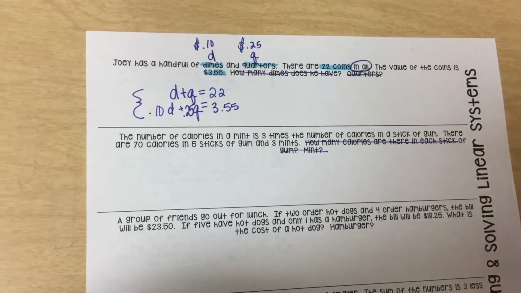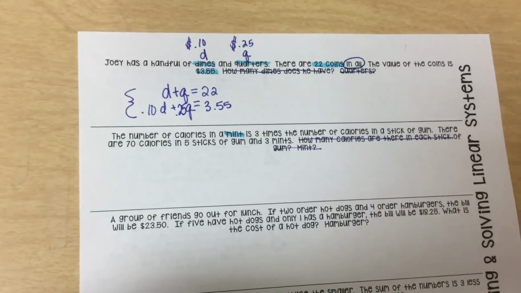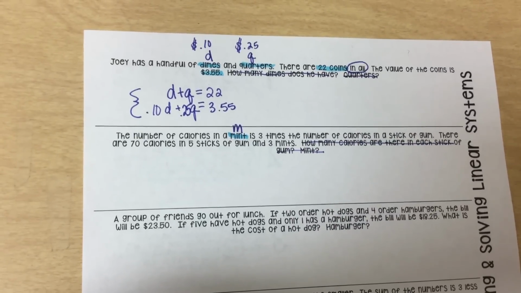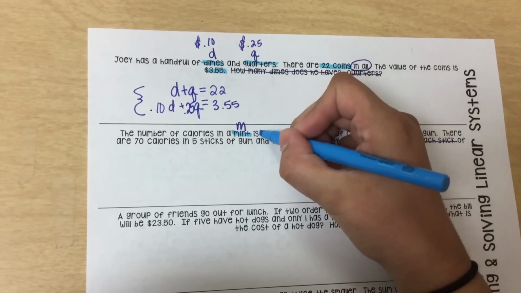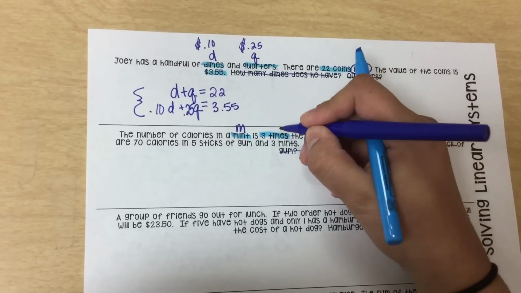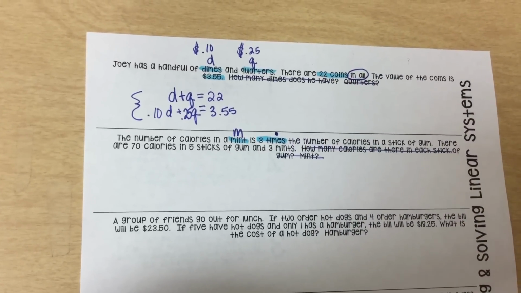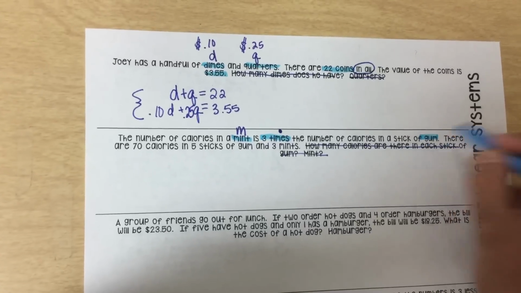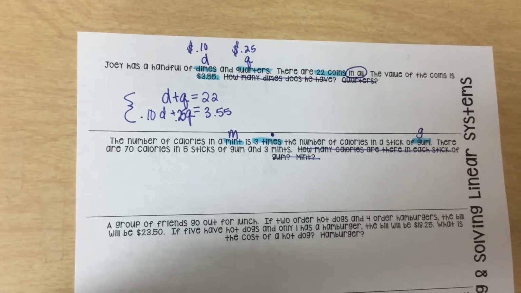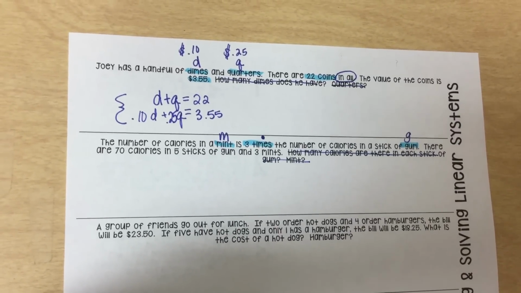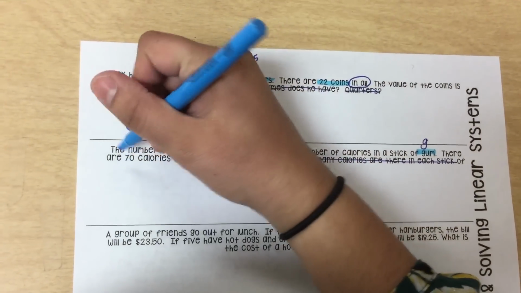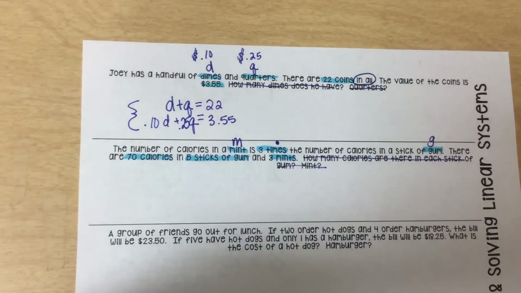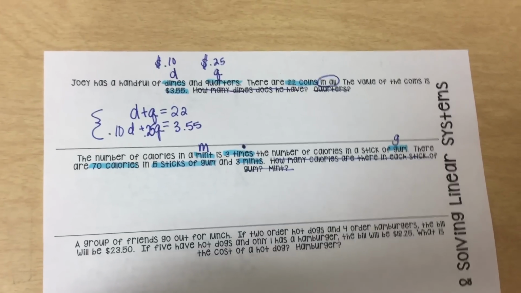The number of calories in a mint: we have mint, and I'm going to assign the variable M for mint, is 3 times. Okay, times right there tells you that this is multiplication, and we're in high school, so we're going to use a dot. 3 times the number of calories in a stick of gum. I'm going to assign the variable G for gum. There are 70 calories in 5 sticks of gum and 3 mints. Okay, so we highlighted and circled everything that's important.